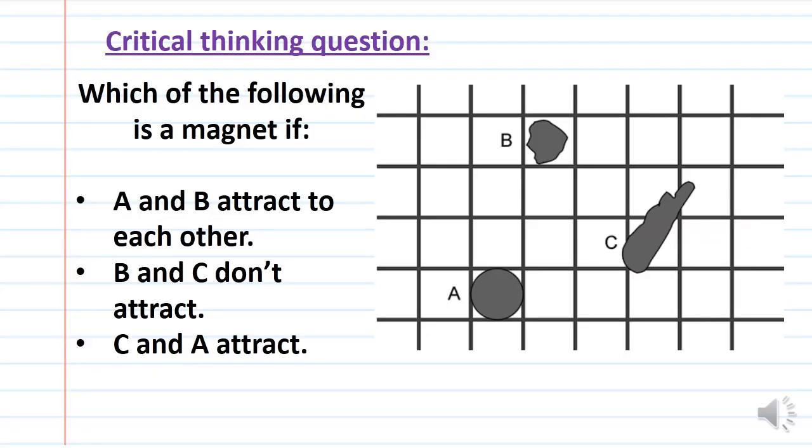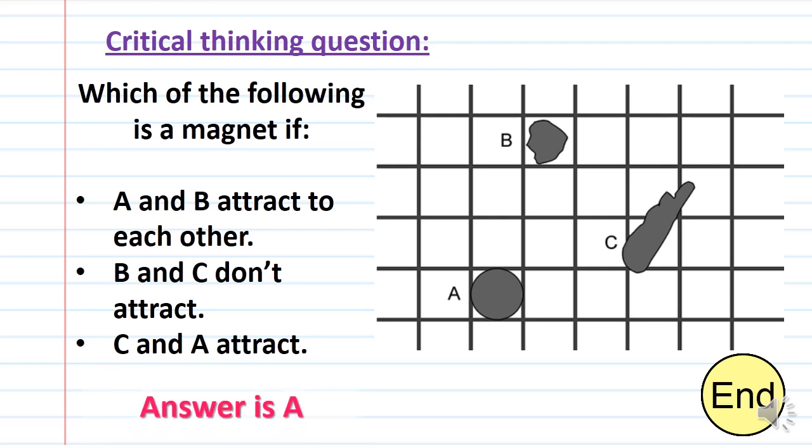Critical thinking question. Which of the following is a magnet if A and B attract each other, B and C do not attract, and C and A attract? You have 10 seconds to answer, so think quickly. 3, 2, 1. What's the answer? The answer is A. Because A and B attract, A and C attract, but B and C are not attracting each other.